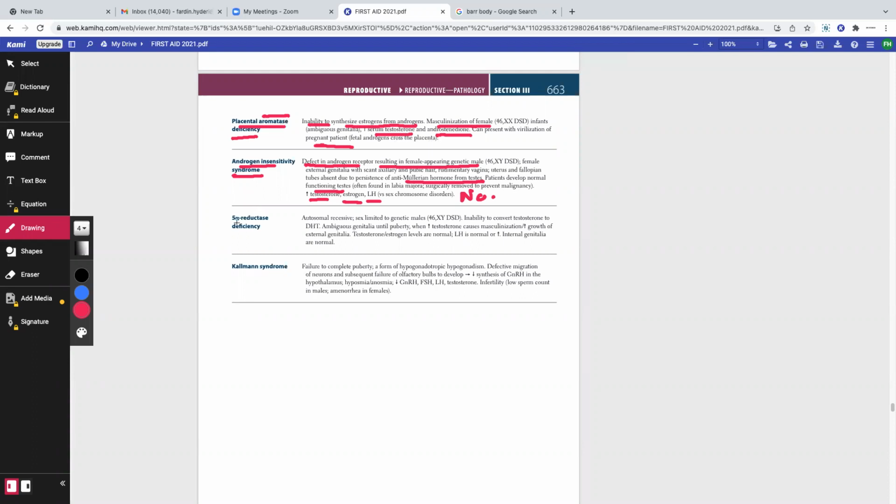Okay. Next one is 5-alpha reductase deficiency. This is an autosomal recessive disease where we have genotypic males, but they're unable to convert testosterone to dihydrotestosterone. As a result, they have ambiguous genitalia, when increased testosterone causes masculinization and increased growth of external genitalia, especially during puberty. Okay. So testosterone and estrogen levels are normal. LH is normal or increased. Internal genitalia are also normal in these patients. Okay. Now, did we understand androgen insensitivity syndrome and 5-alpha reductase deficiency? Yes or no? Fast answer, please. These are very, very high yield.